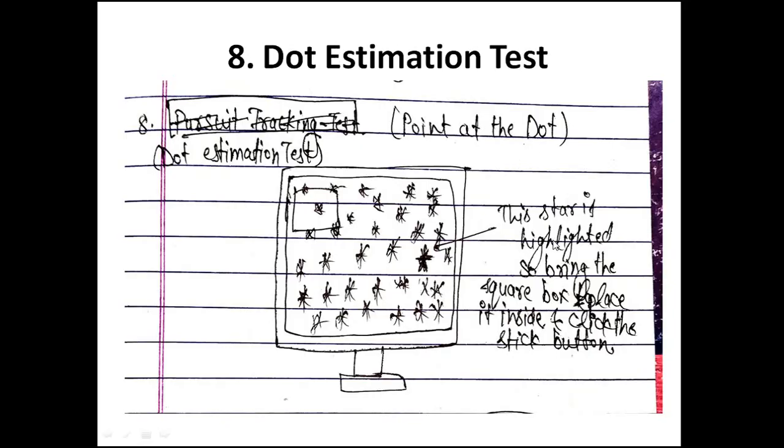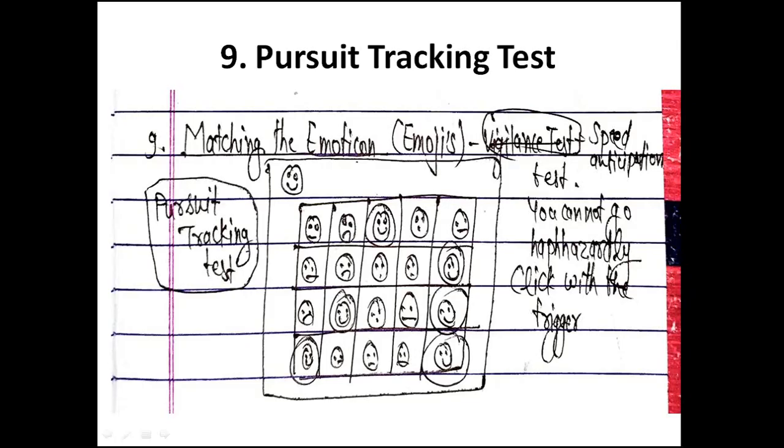Now the dot estimation test, or point at the dot. You will see a computer screen flooded with stars and a yellow rectangular or square box. You have to bring this square box to the dot which is highlighted, and click the stick button. This star is highlighted, so bring the square box here, place it inside and click the stick button. Since the entire computer screen is flooded with stars and this single star is highlighted, bring your square box here, place it and click the stick button.